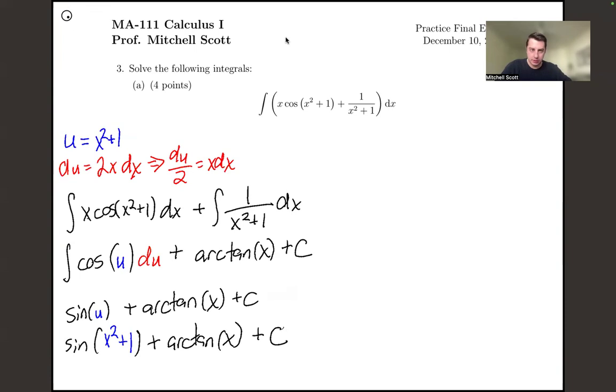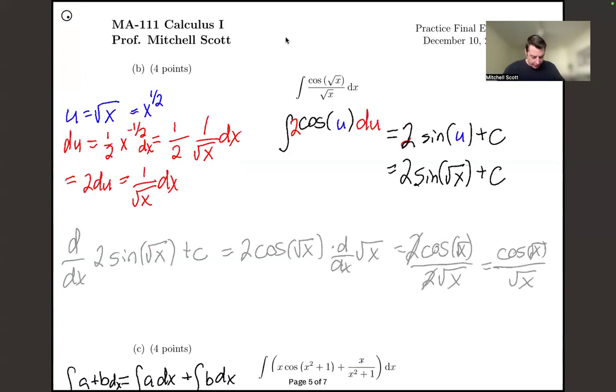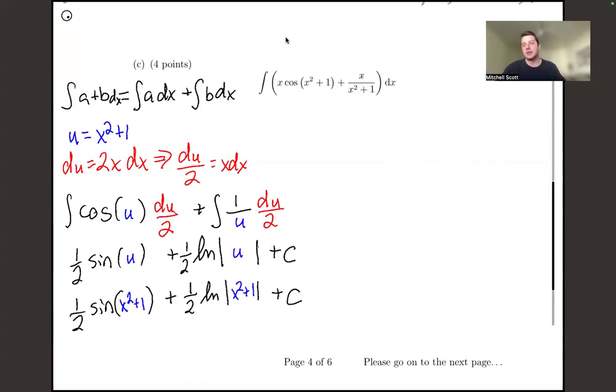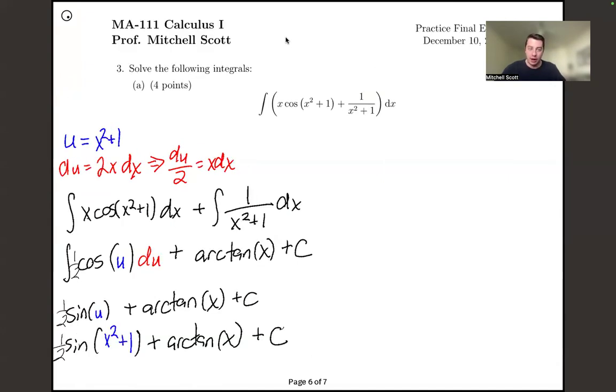Is there a missing 1/2 in front of the sine u at the bottom? There probably is, yes, because we have du over 2 equals x dx. Yes, there should be a 1/2 here, a 1/2 here, and a 1/2 here. You are absolutely correct. I was trying to go quickly through that because we already saw how that worked. And I think on the page prior, I did correctly put the 1/2. So good catch. Yes, it should be 1/2 sine of x squared plus 1 plus arc sine x plus c.